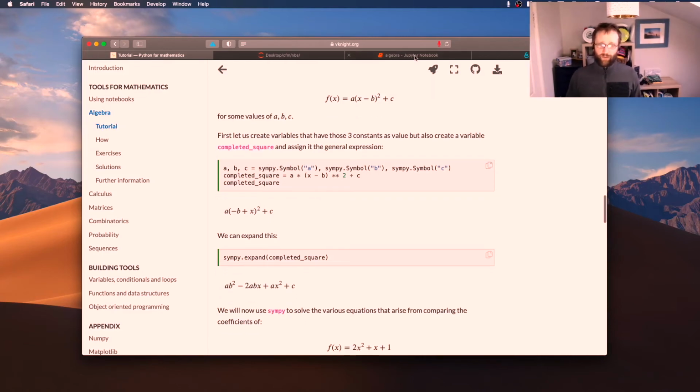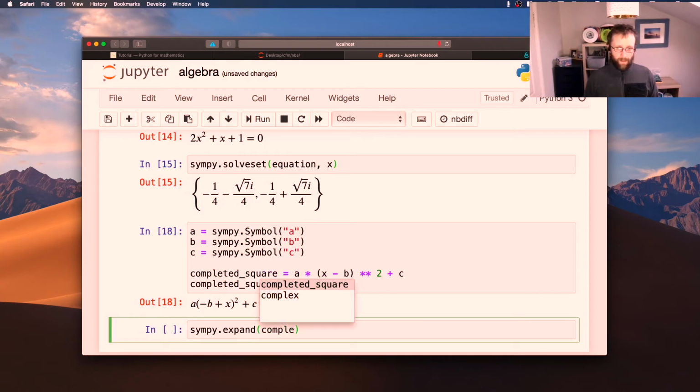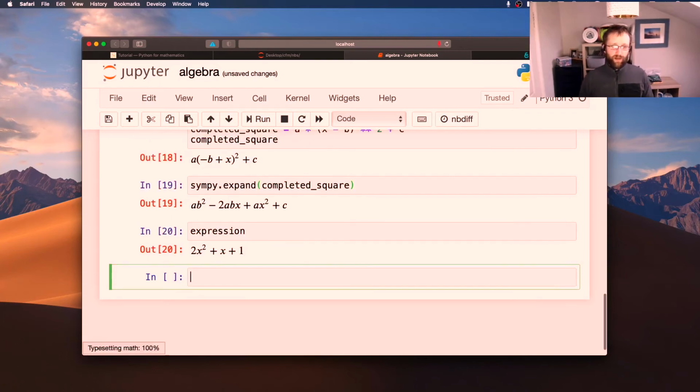So the first thing we're going to do is just expand this completed square. And we do that using SymPy.expand. And we just get this ab squared minus 2abx plus ax squared plus c. Recalling what our expression was, it's 2x squared plus x plus 1. And so we immediately have an equation for a. We know that ax squared is 2x squared, so a is equal to 2.